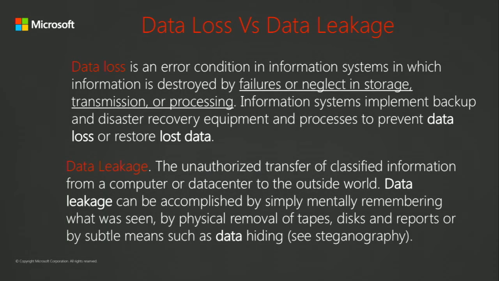Now, data leakage, on the other hand, is essentially the unauthorized transfer of classified information from a computer or data center to the outside world. Data leakage can be accomplished by simply mentally remembering what is seen, or by physical removal of tapes and disks. The thing is, if I give you a thumb drive with files and send that file out with you, I have no control over that data. I have no idea where that data has gone, okay? And so I've lost control.